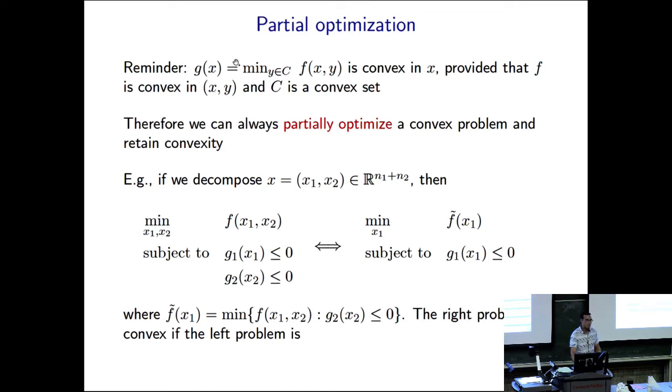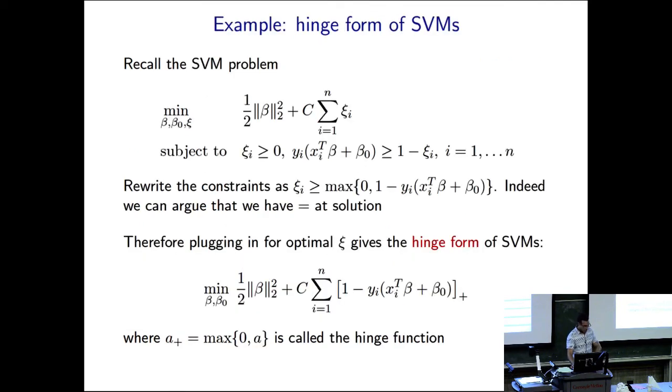Okay, so sometimes we can simplify a problem by analytically or exactly optimizing away some variables. And it gives us a convex problem in the remaining variables, if the original one was convex. A good example of that is a way that we can rewrite SVMs. I personally like this form a lot more than the other form. This form down here tends to remind me of regression, which is something that I'm more familiar with in general.